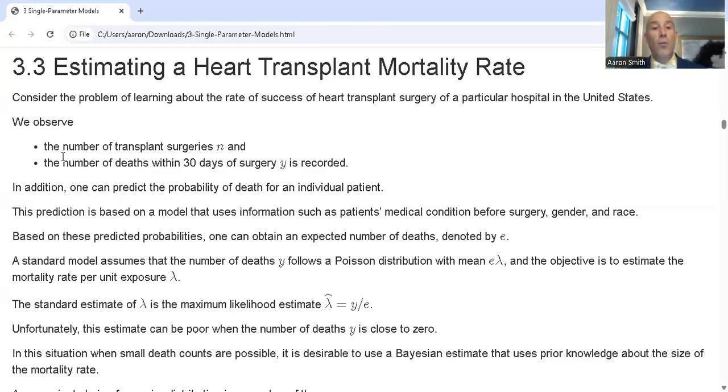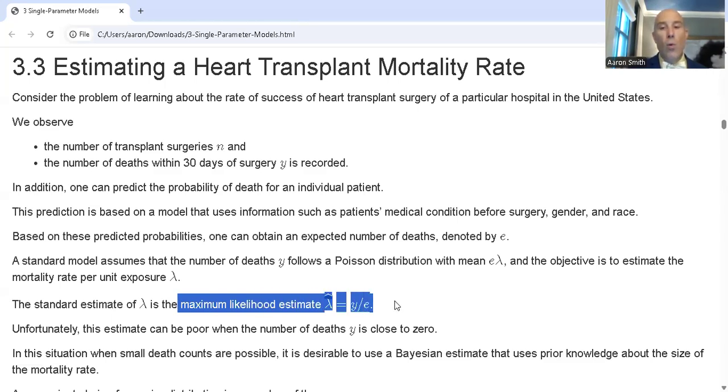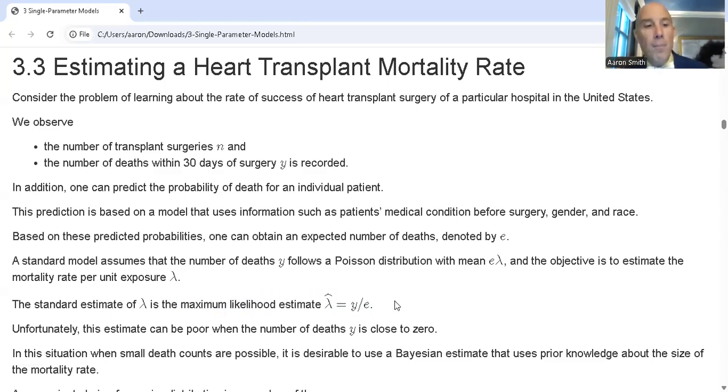All right, a standard model assumes that the deaths follow a Poisson distribution with mean e times lambda, and the objective is to estimate the mortality rate per unit exposure, lambda. So I want to know about lambda, this death rate. The standard way that we would go about this using frequentist statistics is to use maximum likelihood, which gives y over e, and that would be what I've got.